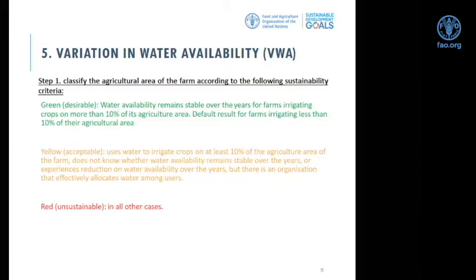By this, I mean to say that if a farm uses more than 10% of its agriculture area for irrigation, the water level is going down, and as well, there is no organization to effectively manage or allocate the water amongst the users, then it will be classified as red.